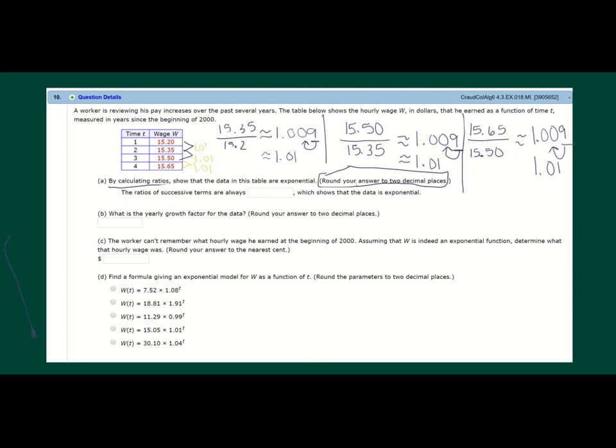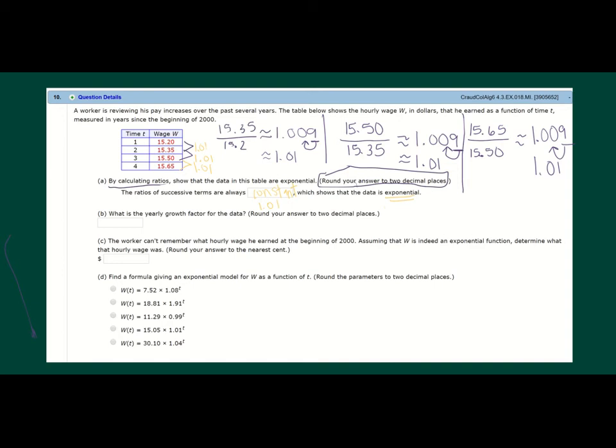And you can see in part A, it's saying the ratios of successive terms are always constant. I'm not sure what the drop-down box is going to say. It might say constant, it might say the same, it might say 1.01, something like that. But because those ratios are always constant, that means the data is exponential. That's the definition of having exponential data, that it goes up by some constant multiple in every case.